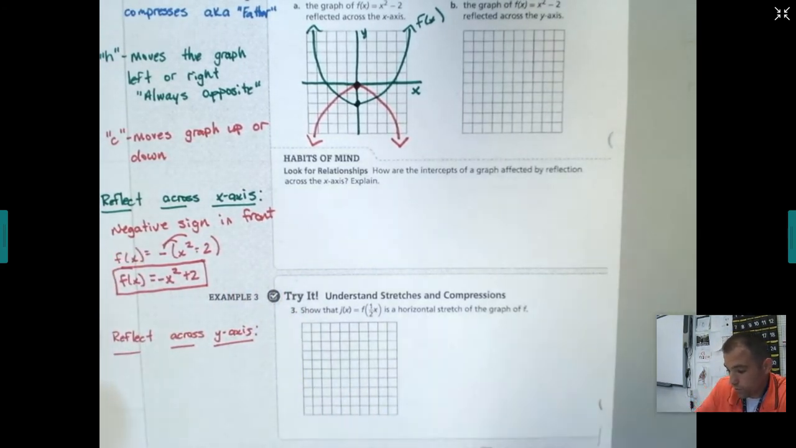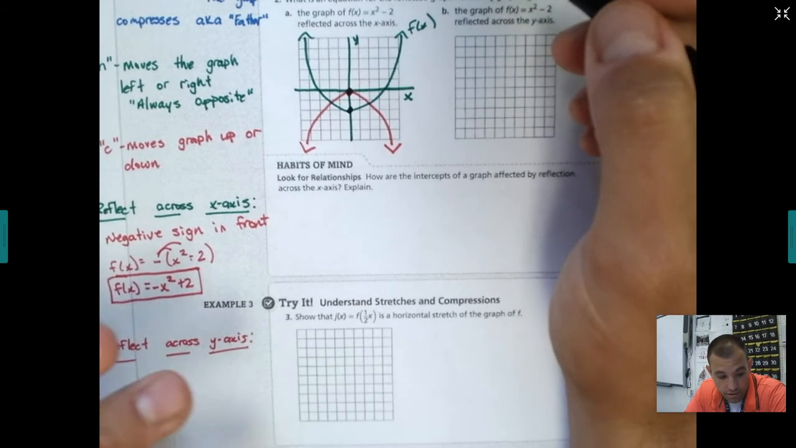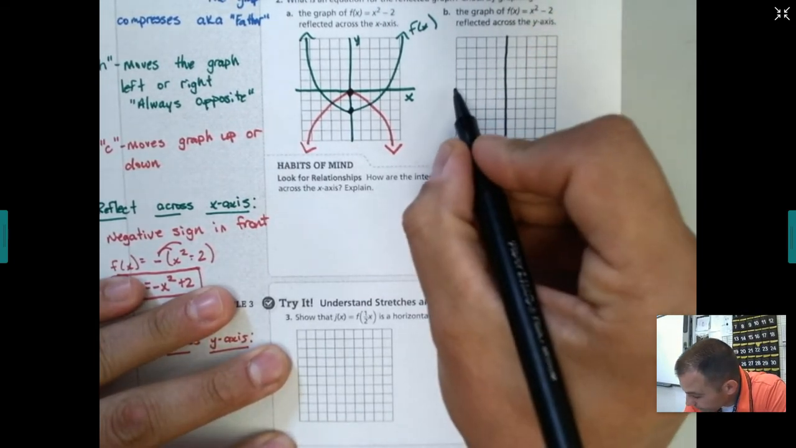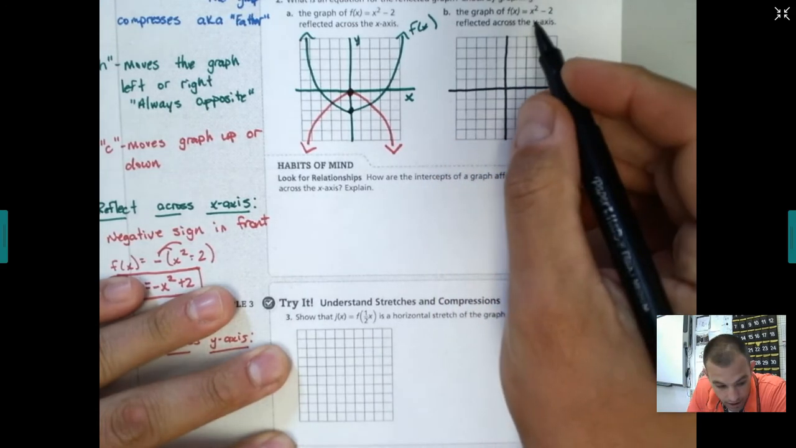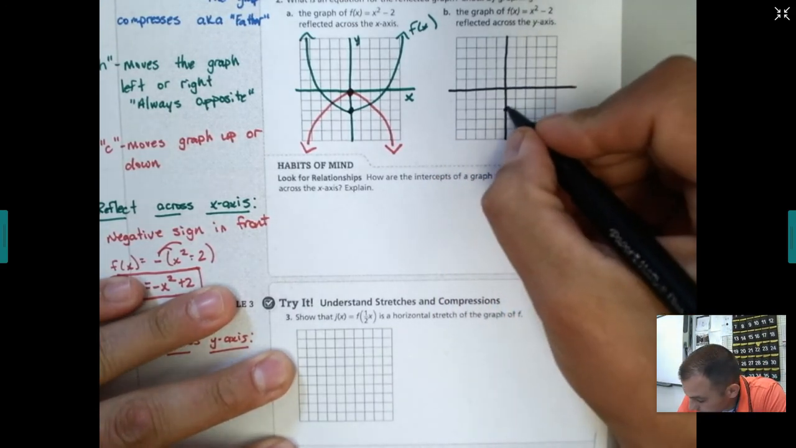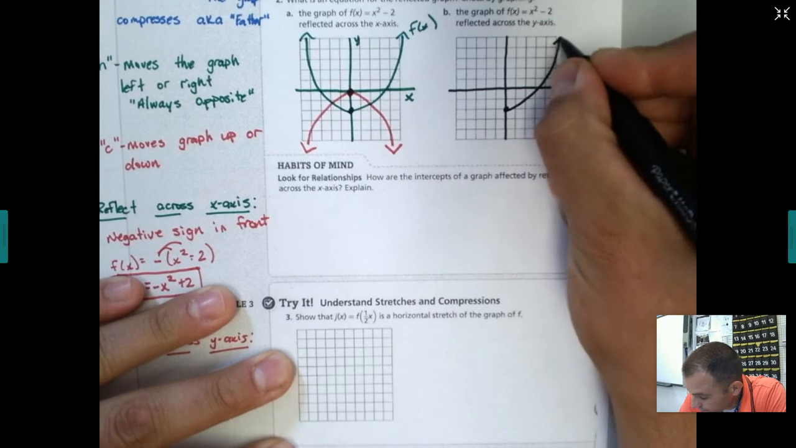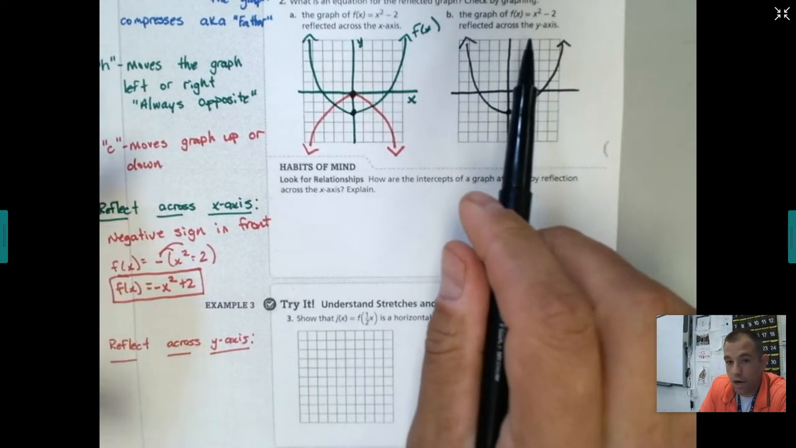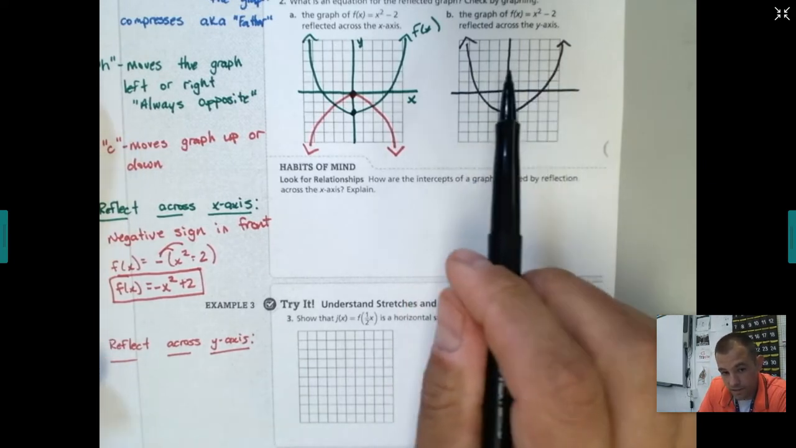If we wanted to go the other way now, right? So let's say that I had the same exact graph, x squared minus 2. So the same exact graph that we started with on the last one. So it looks like this. And now I wanted to flip across the y-axis. So now I wanted to flip it side to side.